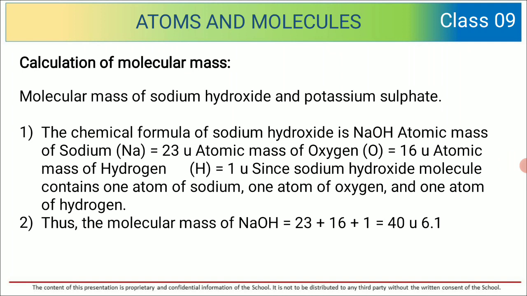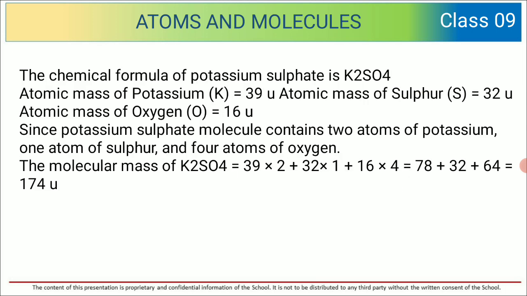For this, the chemical formula of sodium hydroxide is NaOH. Atomic mass of sodium is 23, atomic mass of oxygen is 16, atomic mass of hydrogen is 1. Since the sodium hydroxide molecule contains one atom of sodium, one atom of oxygen and one of hydrogen, we will just add them by writing the molecular mass as 23 plus 16 plus 1. So the answer is 40.